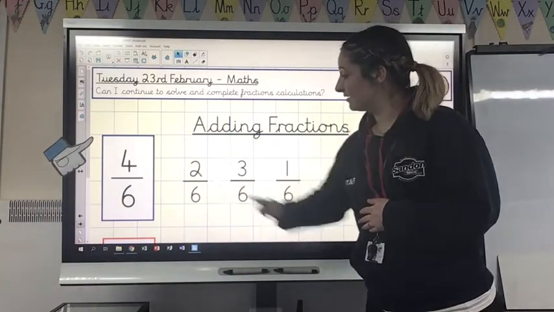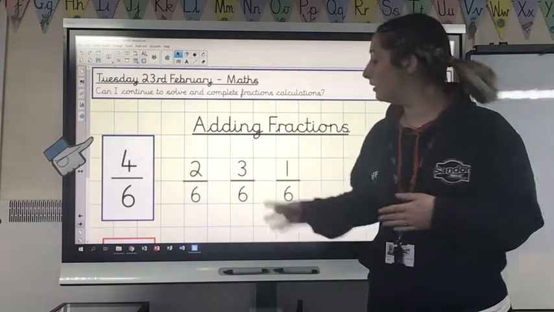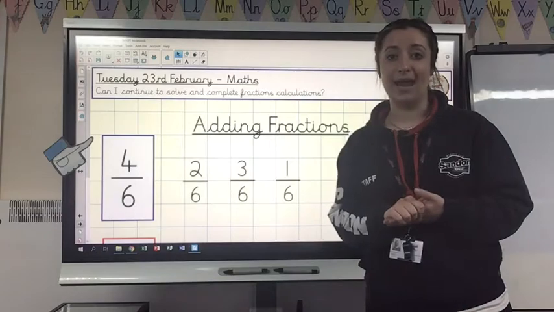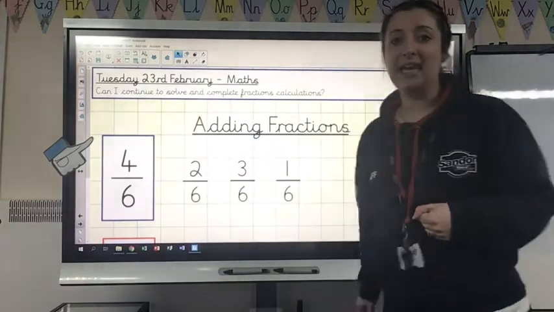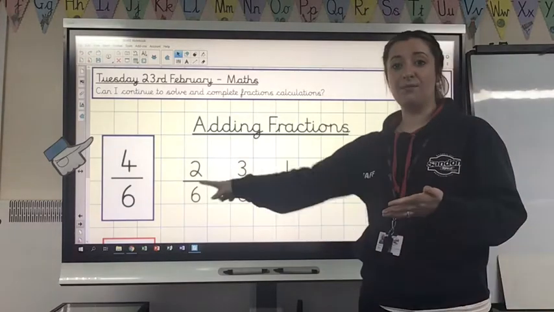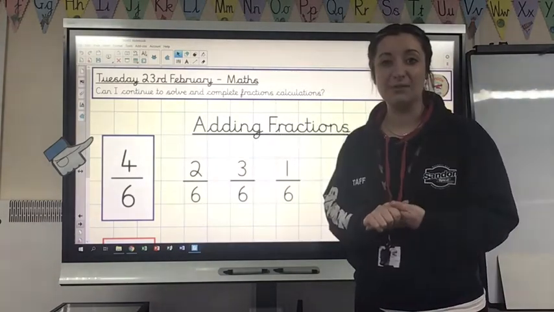2/6 add 3/6. Now our denominator stays the same, so I need to do 2 add 3 in my head, which is 5. 5/6 is not the answer I need there, so I need another pair of fractions which total 4/6. So let's have a look at another one.